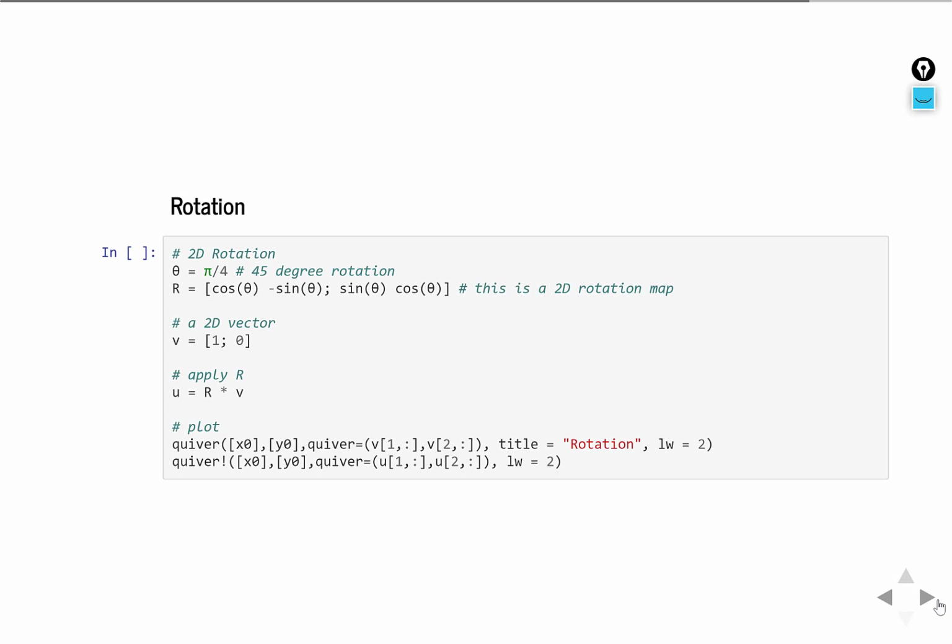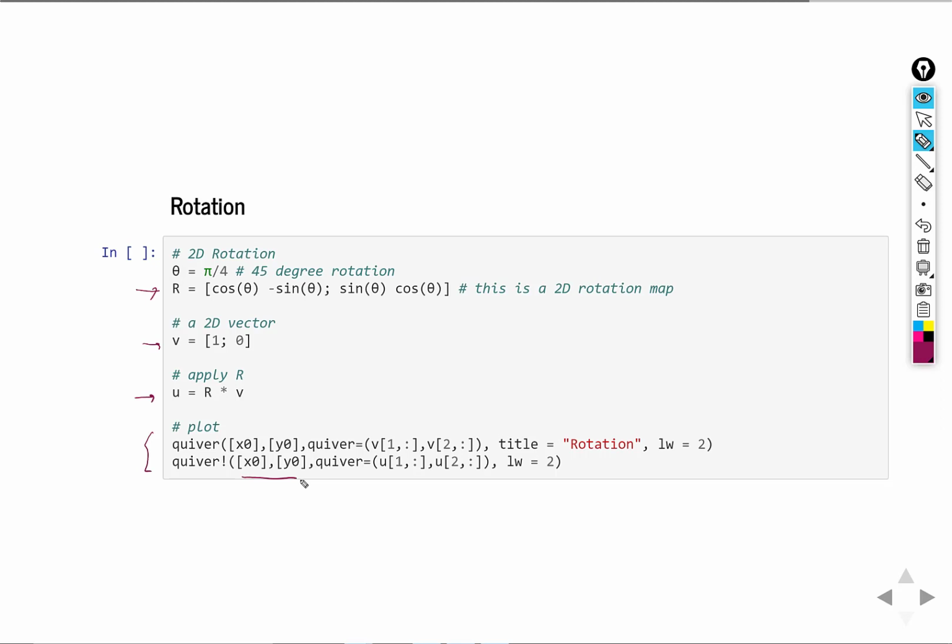Now let's look into rotation. We define a rotation angle, 45 degrees. And then we define a 2 by 2 rotation matrix. We do not know where it comes from, so we just accept it for now. This matrix is the 2D rotation. We define our vector V. We rotate V and assign its output to U. And in the end, we plot U and V by picking the initial point to be the origin.